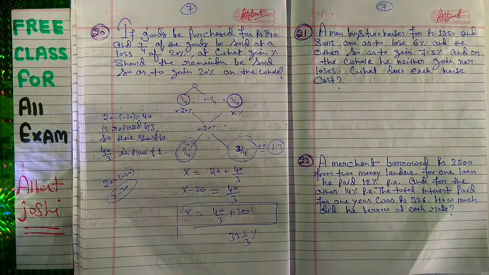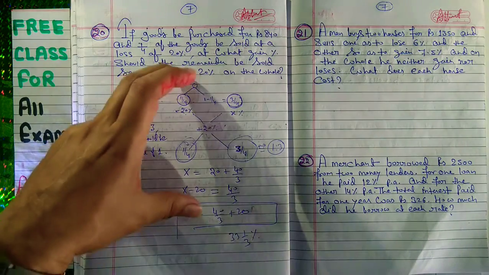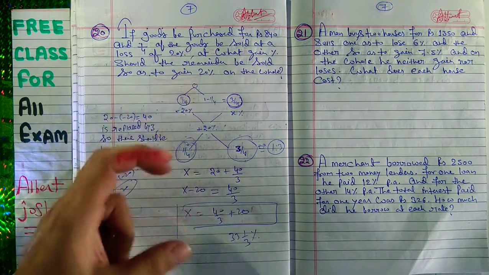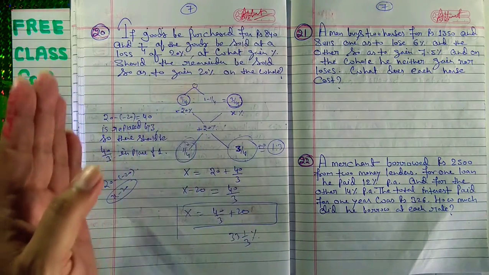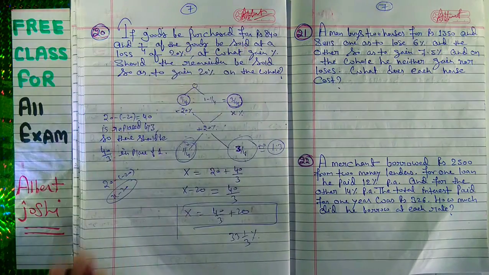Very, very simple. You must go through the previous lectures before coming, just lectures 1, 2, 3, 4, 5, then it will be clear. Without completing the previous lectures, it is not possible to understand. So now the question number 21.